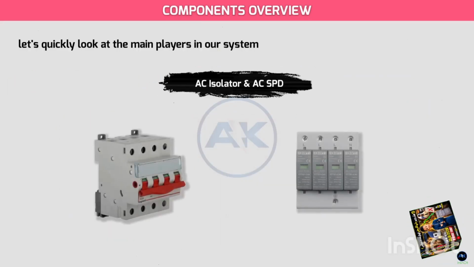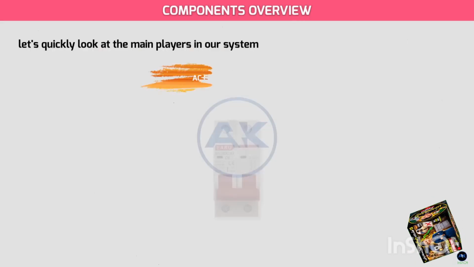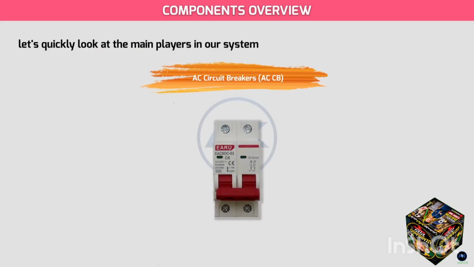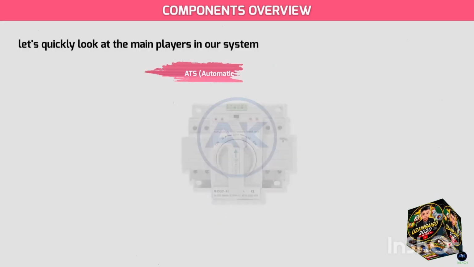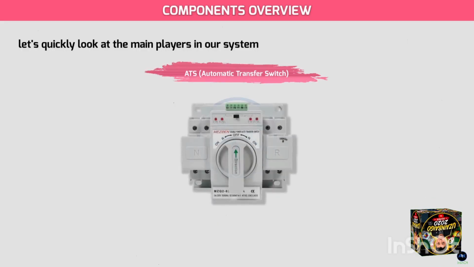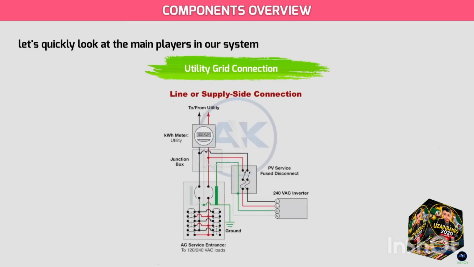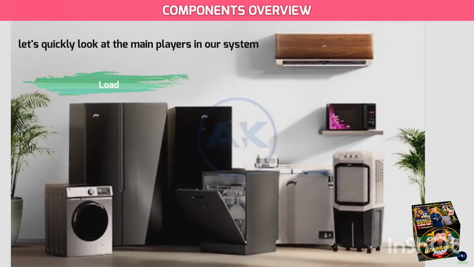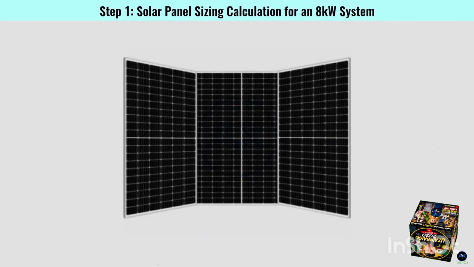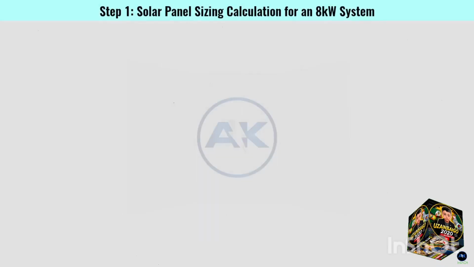AC isolator and AC SPD, safety switches and surge protectors for the AC alternating current side. AC circuit breakers, ACCB, overcurrent protection for AC circuits. ATS, automatic transfer switch. This beauty ensures your power stays on during blackouts. Utility grid connection, where we connect to your power company. Load, your home appliances.